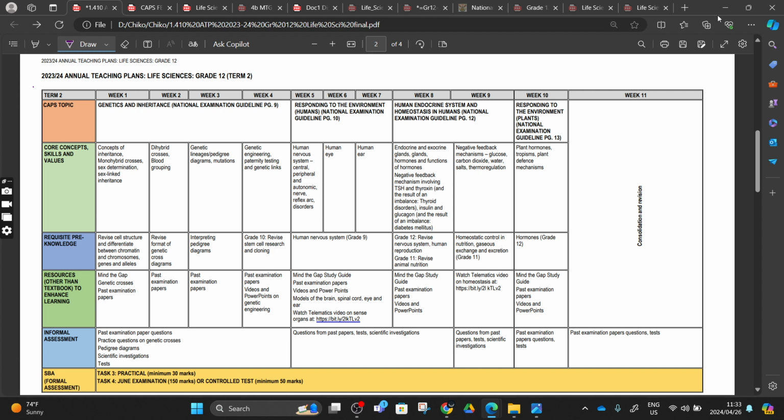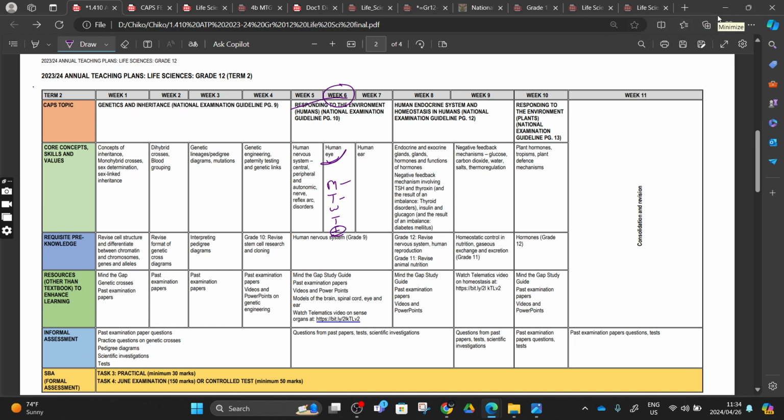We are moving on. We are under week 6. Week 6, we're still dealing with responding to the environment by humans, studying our human eye, right? We are done with our human eye. We did the structure. We had our plan Monday, Tuesday, Wednesday, Thursday, Friday, and today we are here at Friday, right? We did our structure and functioning.